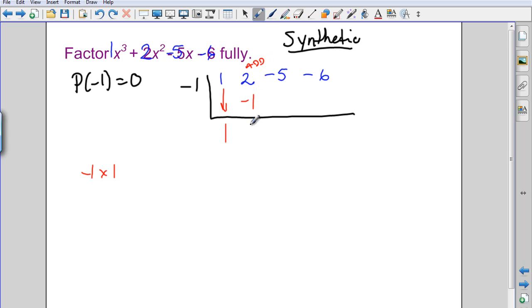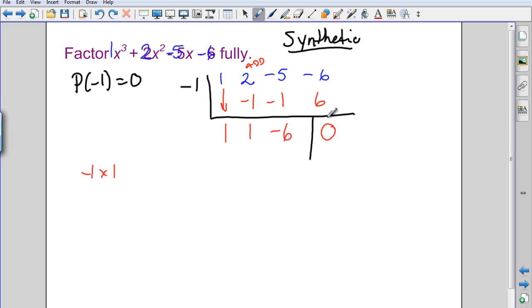2 plus -1 is 1. Then we repeat. Multiply: -1 times 1 is -1. Then you add: -5 plus -1 is -6. Then you multiply: -1 times -6 is +6. When we add this time, we get a remainder of 0. And quite often, a good habit is to draw a slightly longer line in between for your remainder of 0.